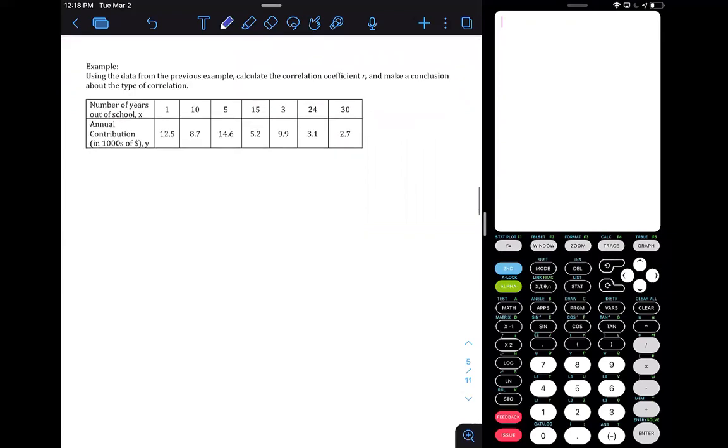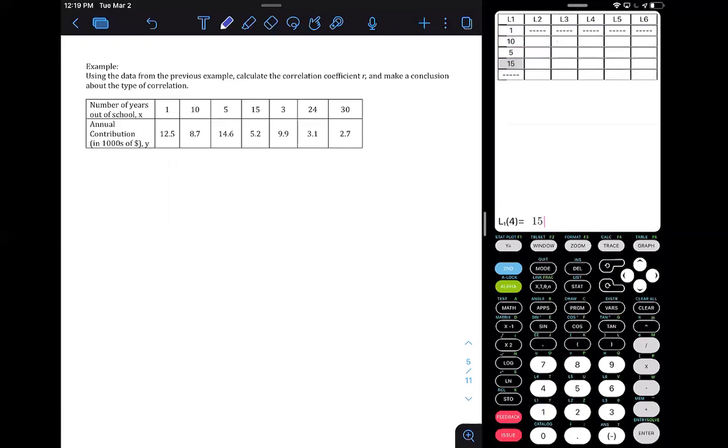If you're given an example like this, use the data from the previous example, calculate the correlation coefficient r, and make a conclusion about the types of correlation. You're given your x and your y. We're going to type those into L1 and L2. If you go to Stat and Edit, you're going to type all your x values into L1, and then type all your y values into L2.